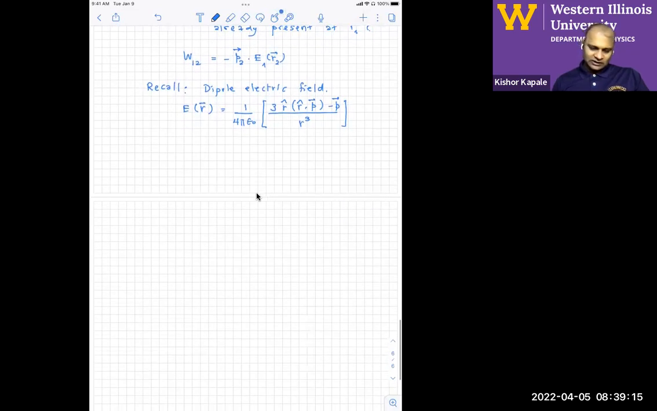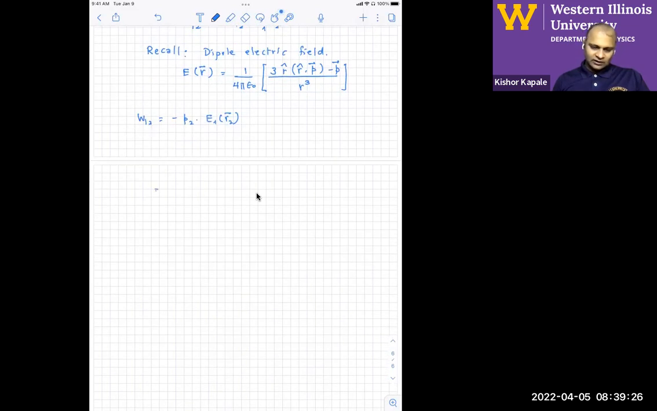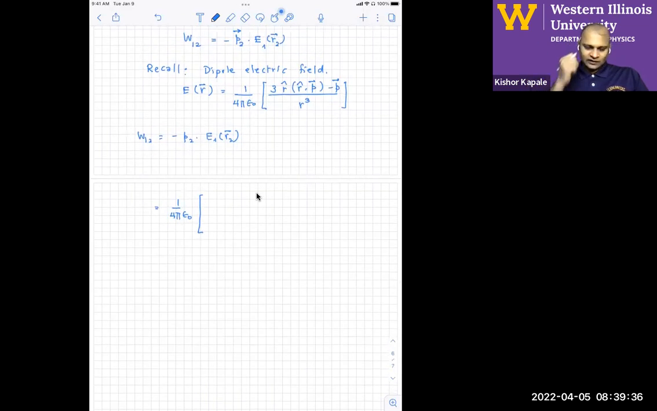Okay, so that's that. Let's substitute in here, and W12 is going to be negative P2 dotted with E1 at R2. So we can then substitute everything, and there are going to be two terms, of course, with 1/4πε0. I'm taking the second term first, because that term becomes positive because of this extra negative sign.